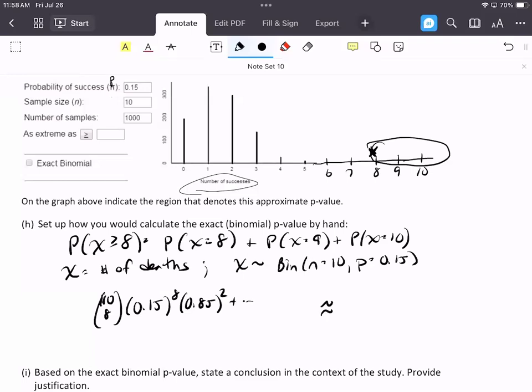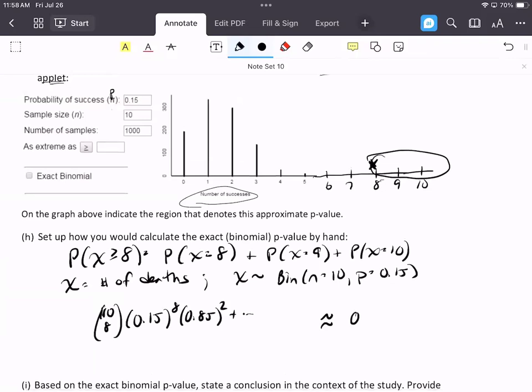If we do the calculation based on what you see up here, it would be about 0. Okay. So remember, we want to estimate if it's greater than or equal to 8. We want it as extreme or more extreme than 8. I can click the exact binomial number, and that will give me this value down here, and it's really, really small. Remember here, once again, that number of successes in this case is number of deaths, because that's what we're examining. The p-value, even based on the simulation, is approximately 0.